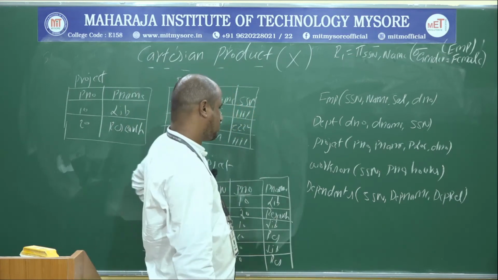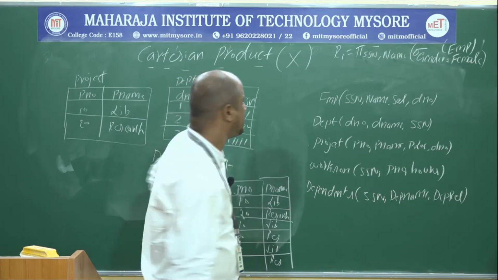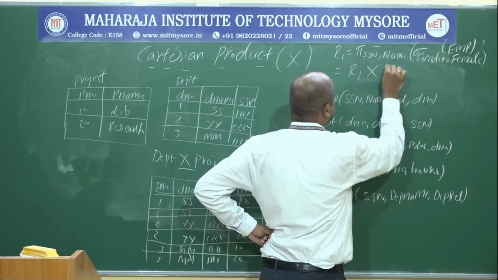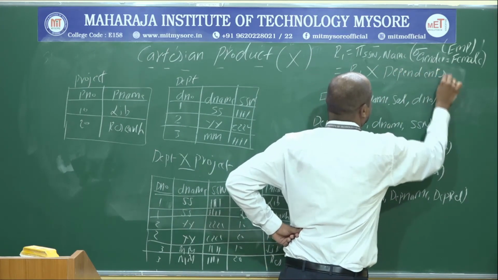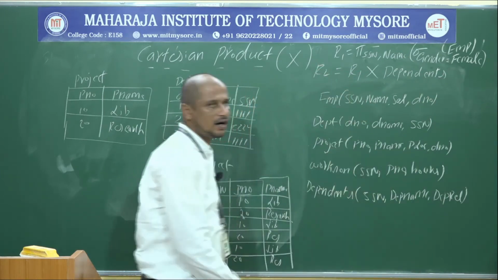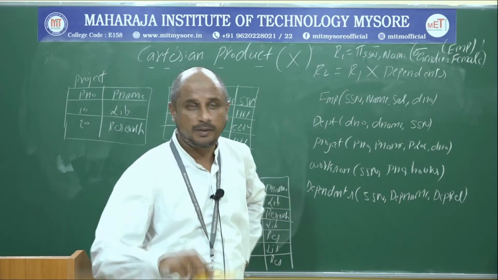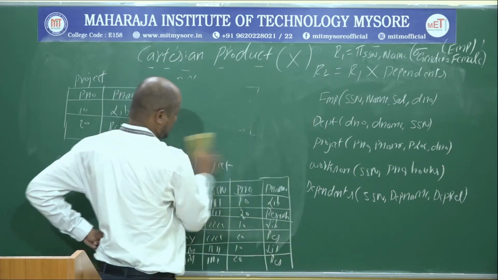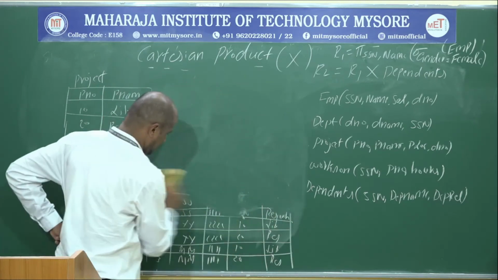Okay. What is the next job? The next job is the multiplication, right? R1 multiplies with the dependents table, and that gives R2. So R2 is R1 multiplied with dependents. Better to give some examples so that it is clear how this works.